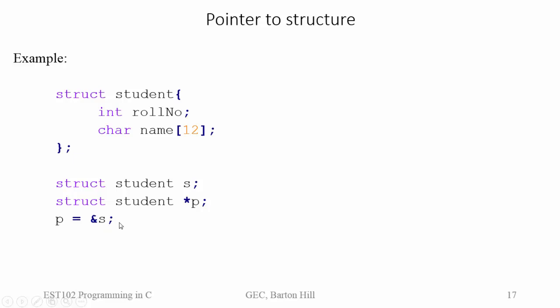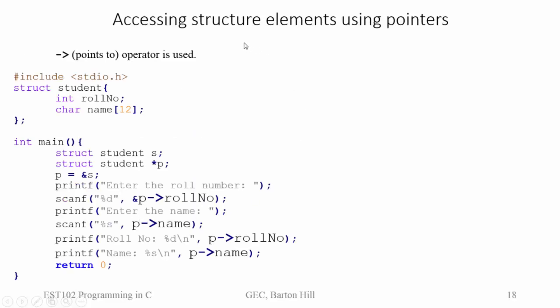Now we will see how we can access elements, or members, of a structure using pointers. If we have a pointer p which is holding the address of the structure variable, then we can use the points to operator to access the member of the structure. Remember this operator, the points to operator. It is denoted by the minus greater than symbol, ->.